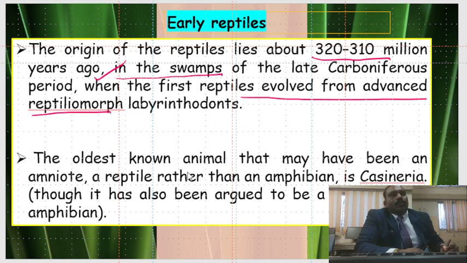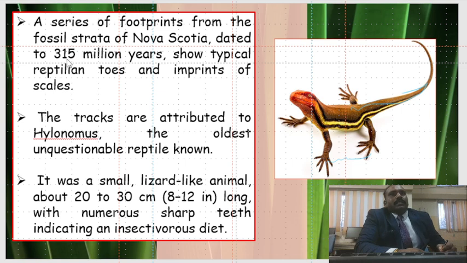The oldest known animals that may have been amniotes were reptiles rather than amphibians, as in Casineria, though it has also been urged to be a temnospondyl amphibian. This is the first amphibian or the first reptile.